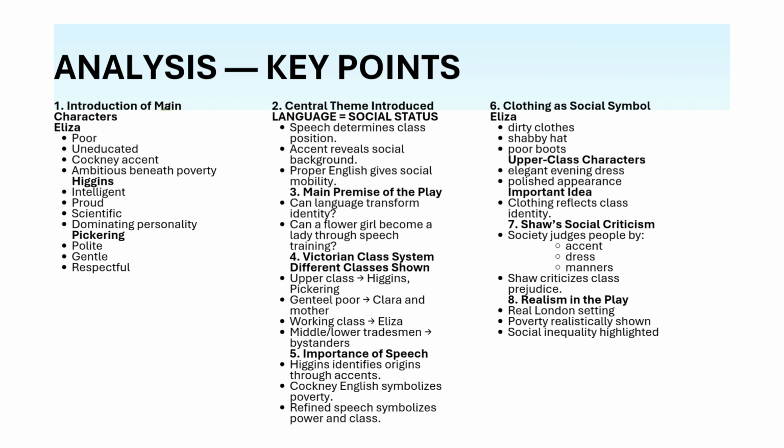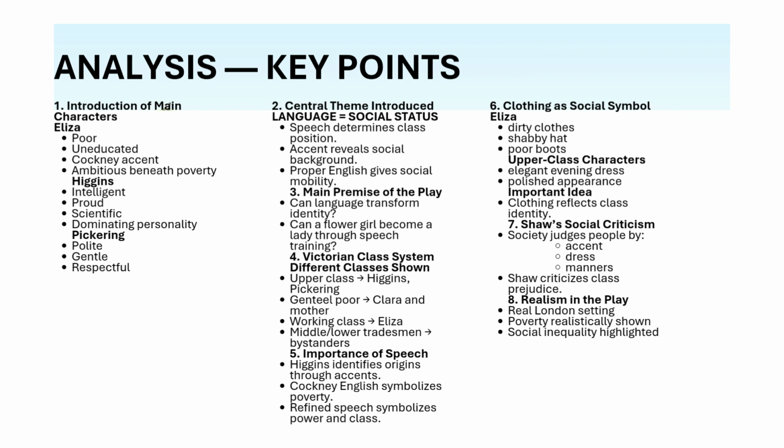This leads directly to the main premise of the play. The central question becomes, can language transform identity? Can a poor flower girl become a lady simply by changing the way she speaks? Higgins believes the answer is yes. His challenge to transform Eliza into a duchess becomes the foundation of the entire plot.